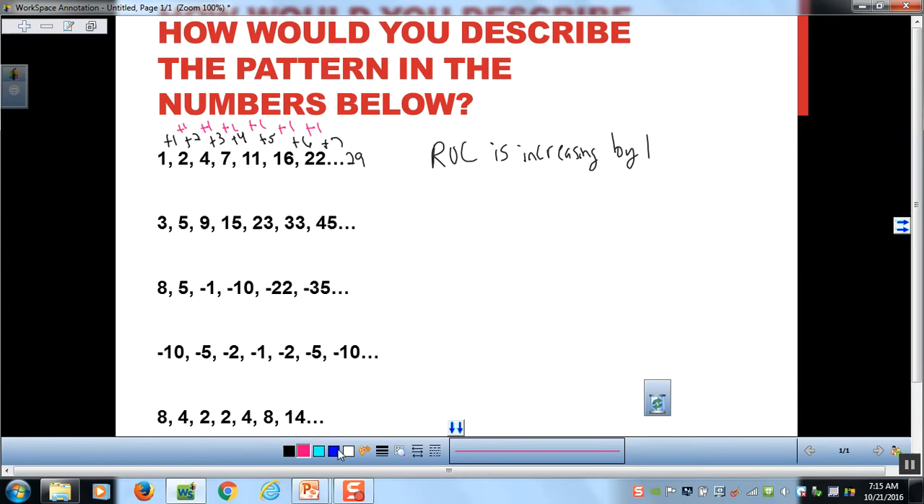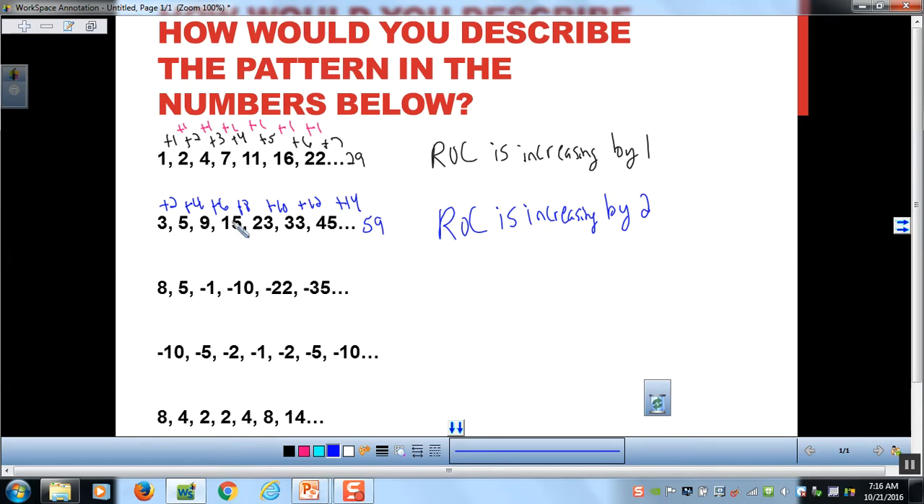So let's jump in and look at the next one here. Notice when I go from 3 to 5, I go up 2, and then I go up 4. And then I go up 6, and then 8, and then 10, and then 12. So once again, very clear that it's not remaining constant, so we're not in that linear pattern. And we can still see that our rate of change is increasing, and it's going up by 2. Then once again, I could easily say, our next one's going to be plus 14. That's going to get me to 59.